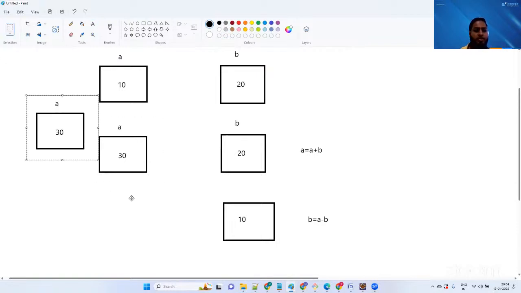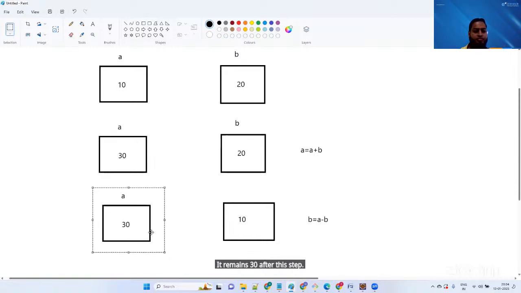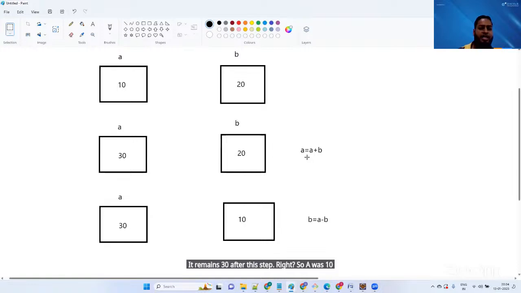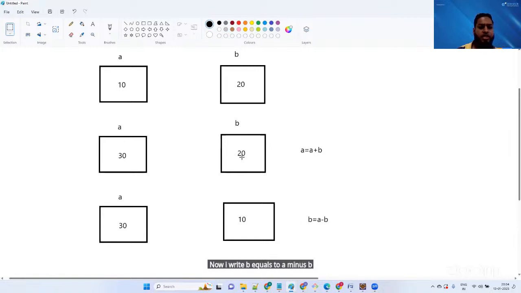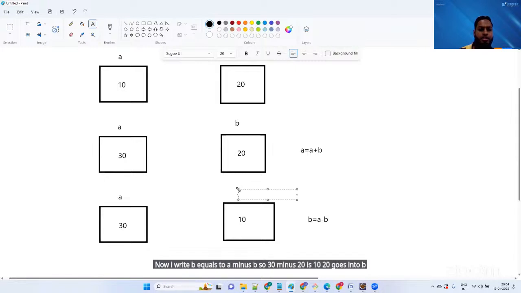A remains 30 after this step, right? So A was 10, B was 20. I write A is A plus B, A becomes 30, B remains 20. Now I write B equals A minus B. So 30 minus 20 is 10, 20 goes into B and A is 30.